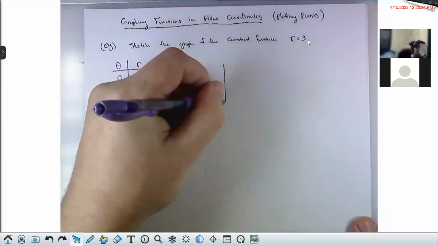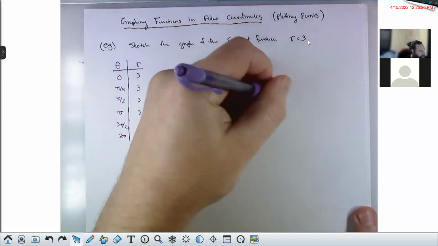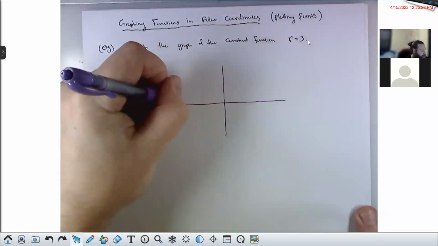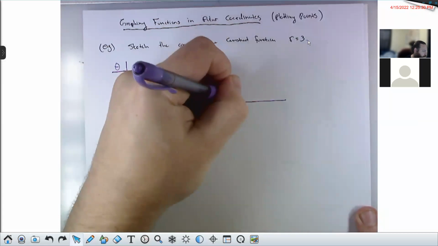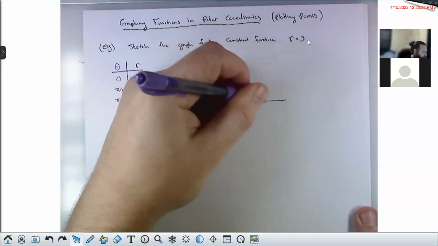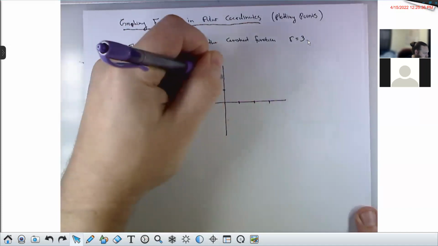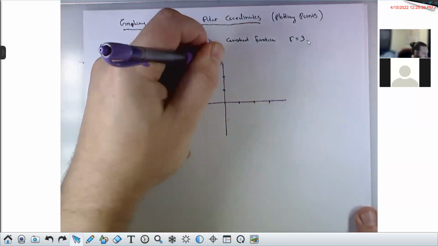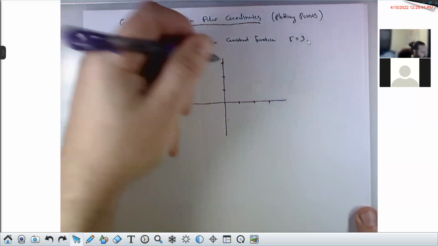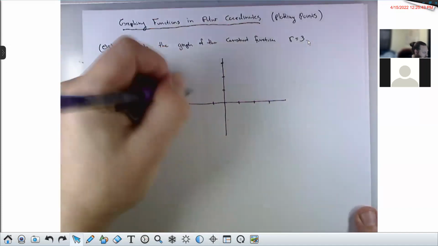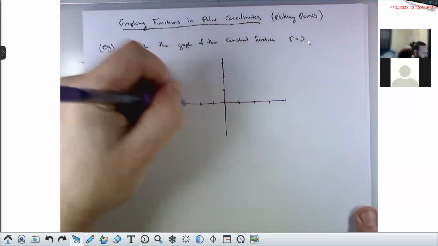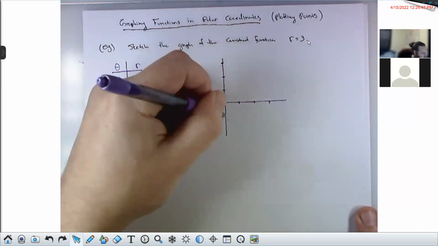So if I want to draw this graph, we go 1, 2, 3 along my polar axis. 1, 2, 3. 1, 2, 3.